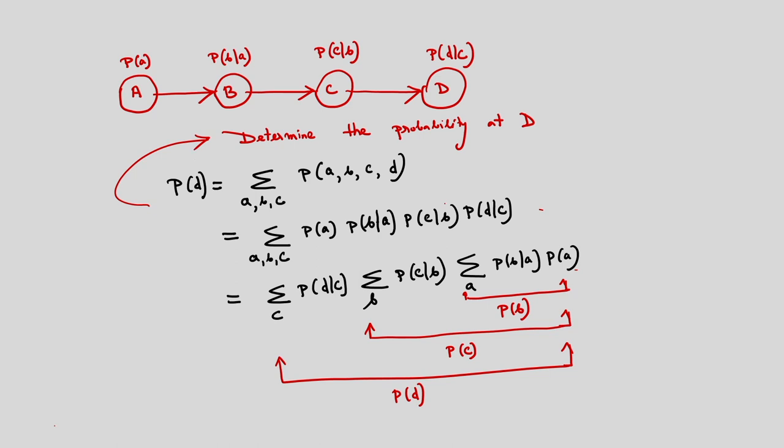So this is one example. Come to the next example. Suppose the belief network is given. The belief network is something like this. Suppose E, and suppose it is F, suppose it is Z, and this is H.